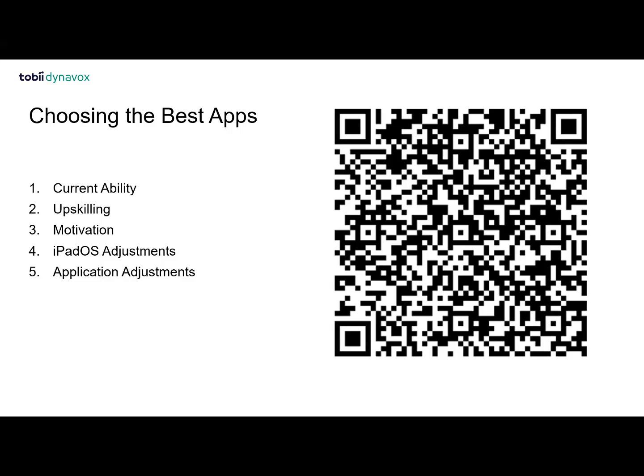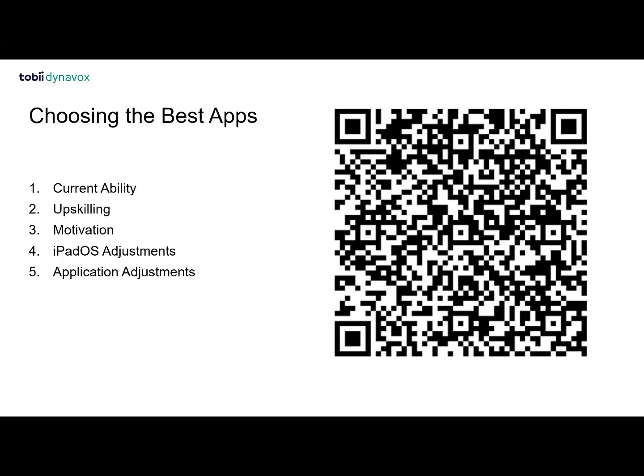So the first consideration is looking at the user's current ability. What skills do they have that they can use for their device? Maybe they can do taps, scrolls, long press. What is needed for the app or applications that they are trying to use?